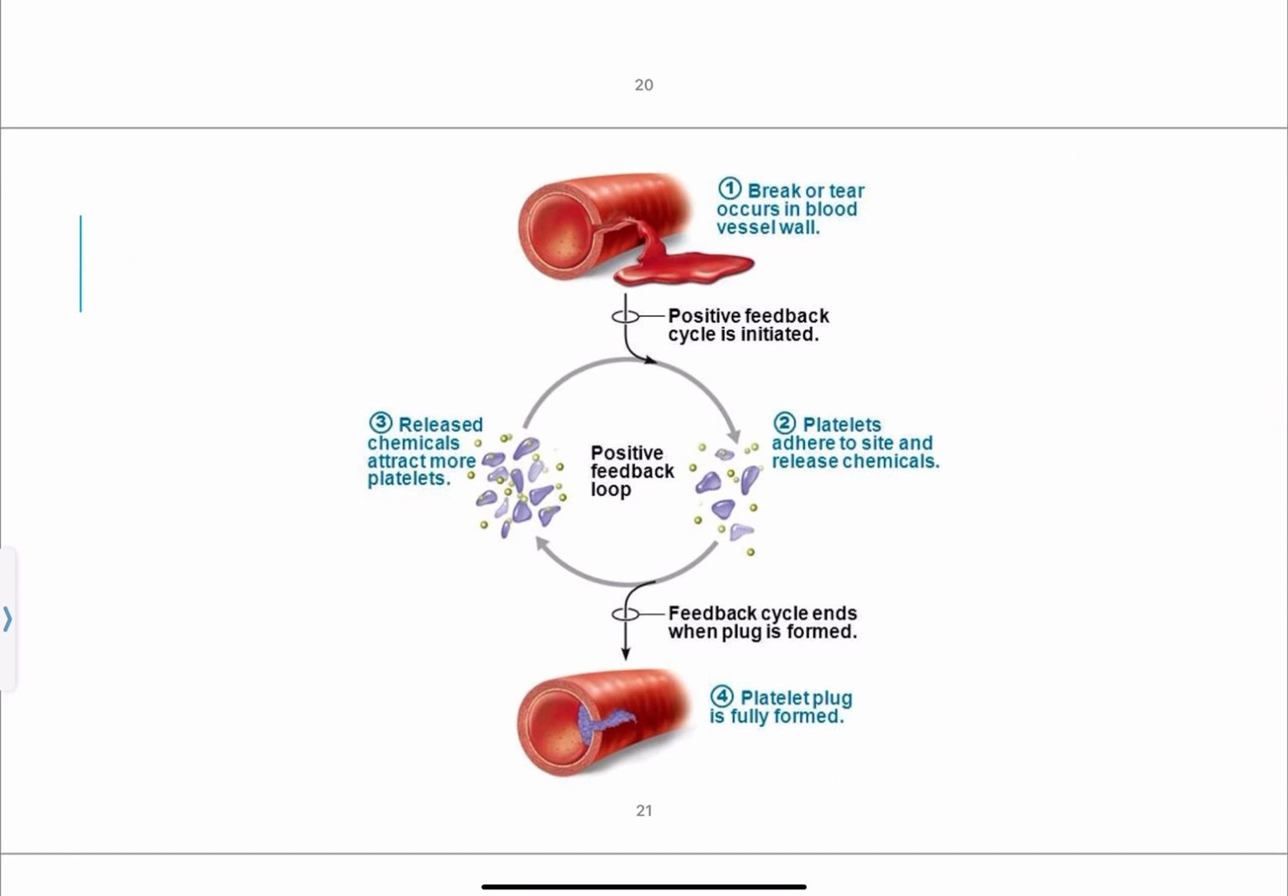So we have some sort of injury to a blood vessel right there. That's going to begin our positive feedback cycle, where we have platelets that are going to begin to adhere to the site of damage, and they're going to release these chemicals that are going to cause more platelets to come to the site of injury. And this will continue until we have completely plugged the area of the injured vessel down here.